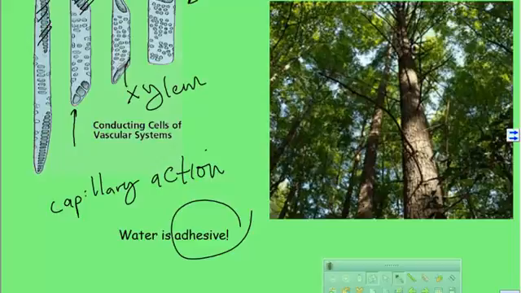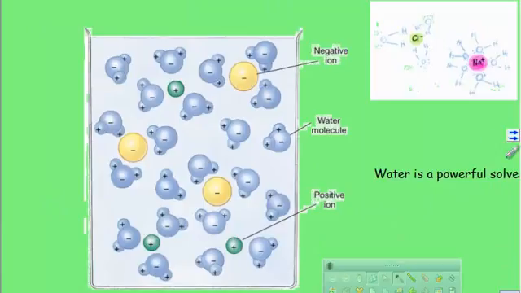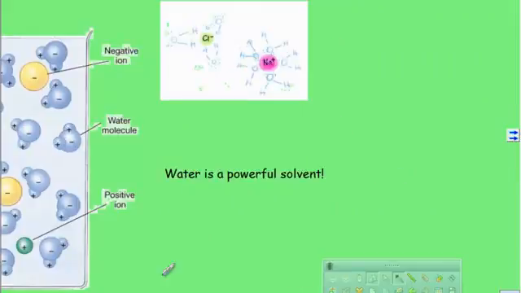So that water sticks to the sides of those xylem tubes because it's adhesive, and is pulled up by the tree. So that's adhesion. And water's a great solvent. What does that mean? That means because oxygen's so electronegative, if I put something like salt in that water, like this little goofy drawing, water would dissolve it.